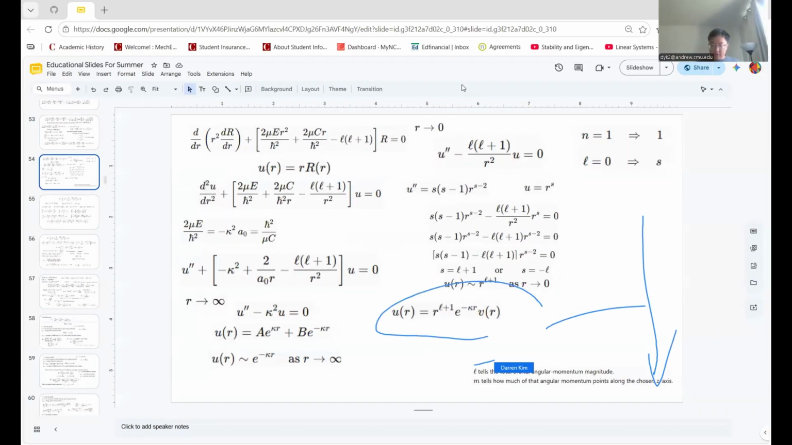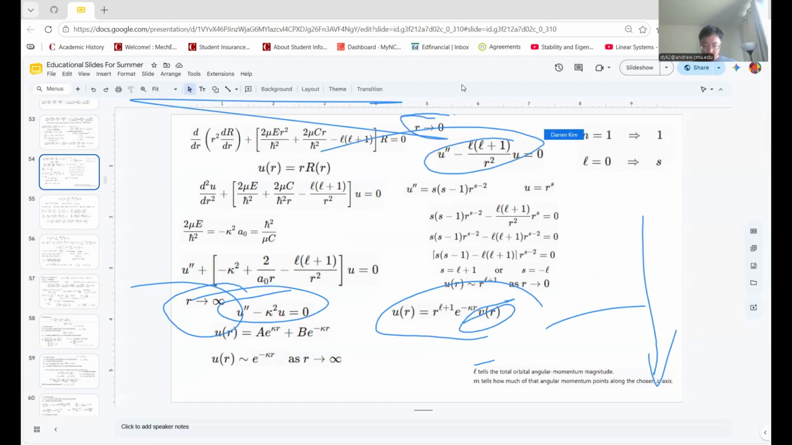You get this form, with this being what do you call it? This is like a correction factor. Because what happened over here is basically we look at infinity because there's a solution you can solve for, and we looked at near zero because there's a solution you can solve for. But there's no real solution for in between, yet.